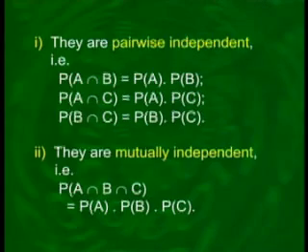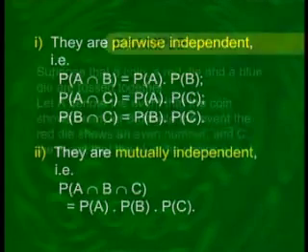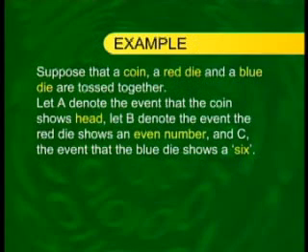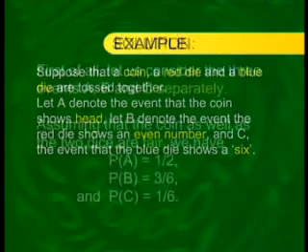Let me explain this to you with the help of an example. Suppose that a coin, a red die and a blue die are tossed together. Let A denote the event that the coin shows head. Let B denote the event that the red die shows an even number. And let C denote the event that the blue die shows a 6. We would like to show that the events A, B and C are statistically independent.